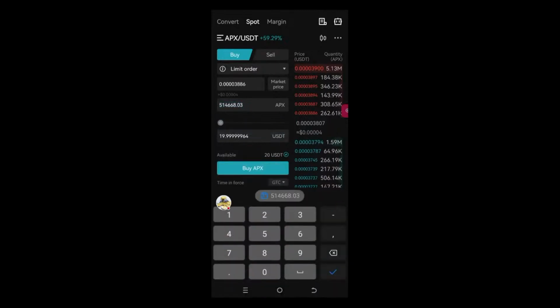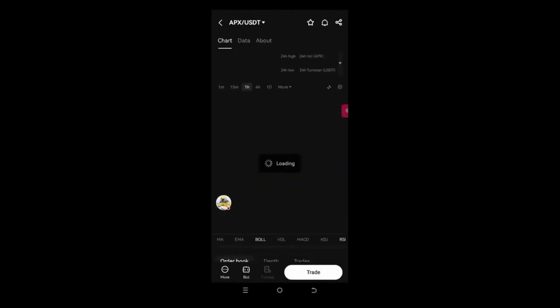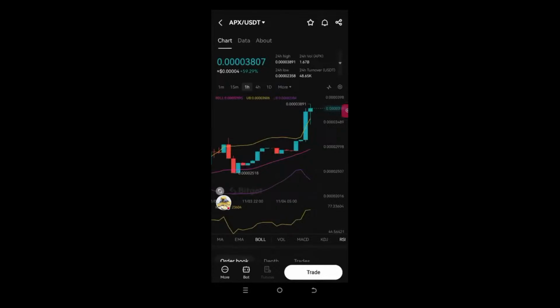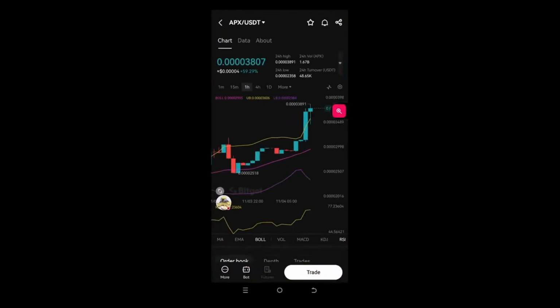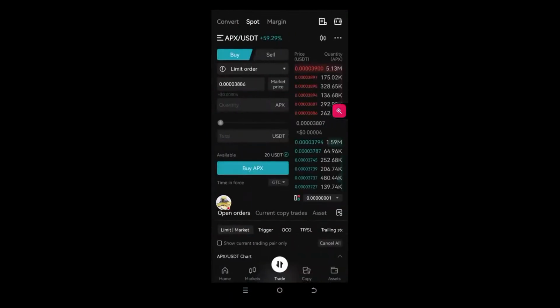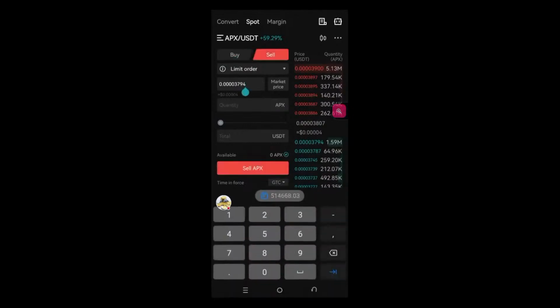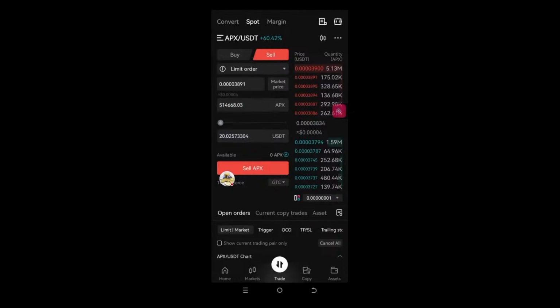Copy. That was the place it went to in the last 24 hours. It went to where? Let's check that out. Let me use my magnifier. 3891. Okay, let's check it out. Let's sell and put 3891 there and see. Okay, let's put the quantity of APX there.